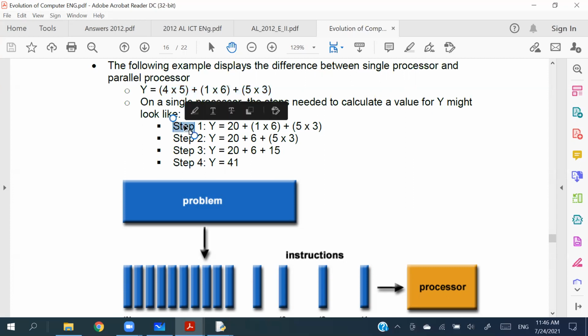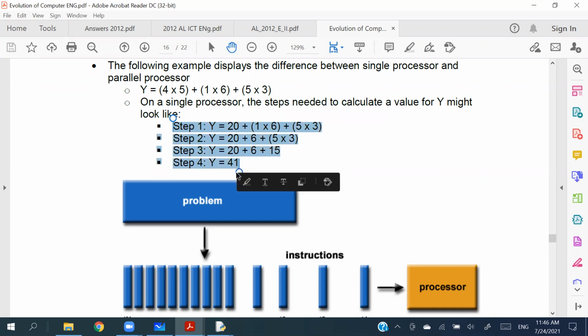It may solve it in these 4 steps, right? First, they multiply 4 into 5, which is 20. The next step, they calculate 1 into 6 as 6. And in the next step, it will calculate 5 into 3 as 15. Then later, those things will be added and 41 will be given as the answer. So if we think each and every step consumes 1 second, this will take 4 seconds to execute, right?